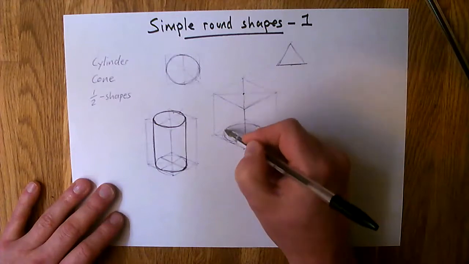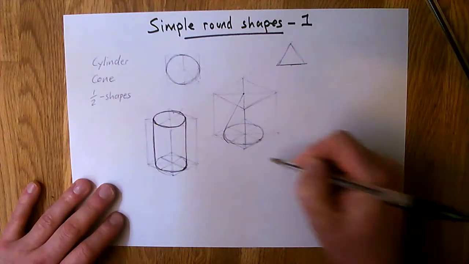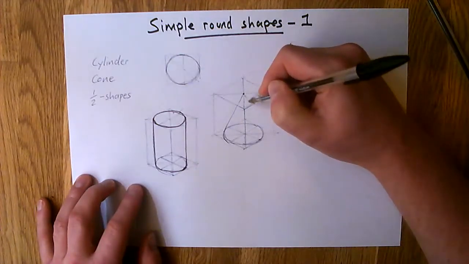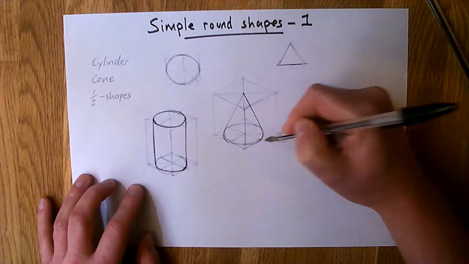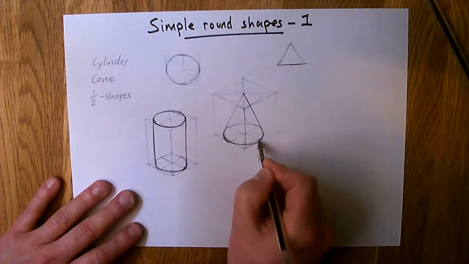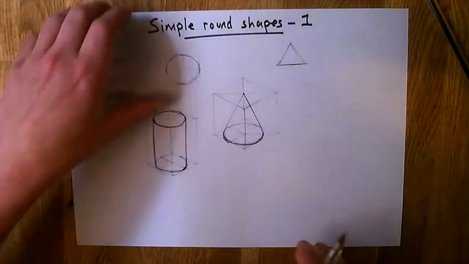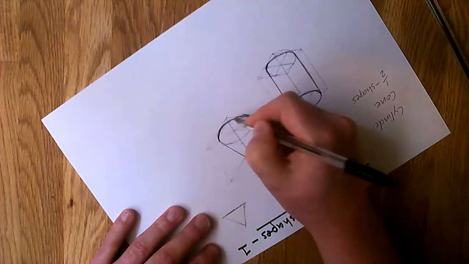So again, let's bring our lines down. There are no sharp corners on a cone, so those lines come down and they blend in to the base shape. Right, I'll be honest with you, I find drawing that a lot easier if I flip it upside down.